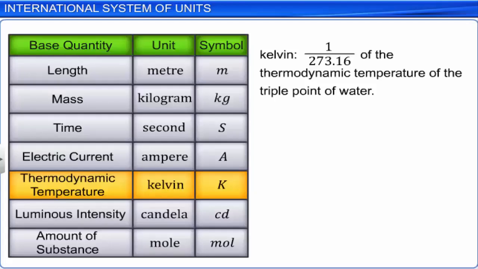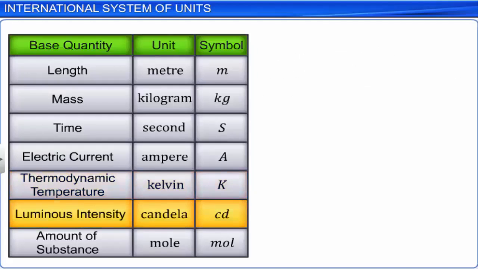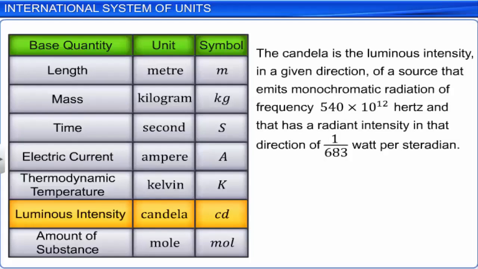Luminous intensity is measured in candela, denoted by the small letters cd. A candela is the luminous intensity in a given direction of a source that emits monochromatic radiation of frequency 540 into 10 power 12 Hz, and that has a radiant intensity in that direction of 1 by 683 watt per steradian.